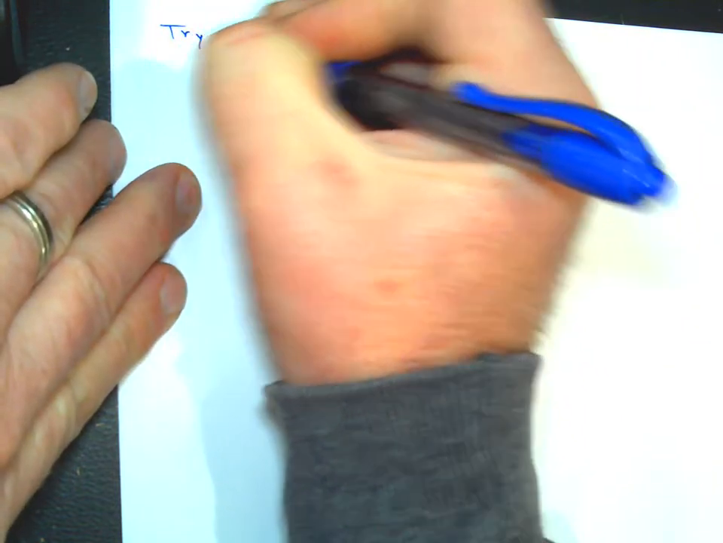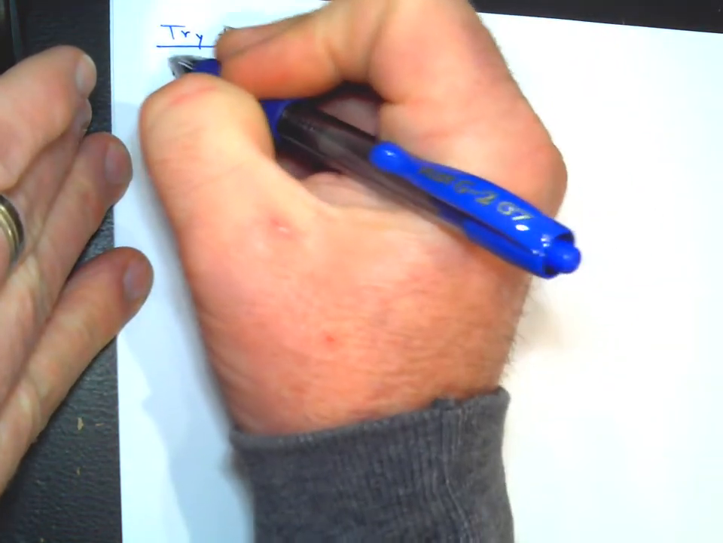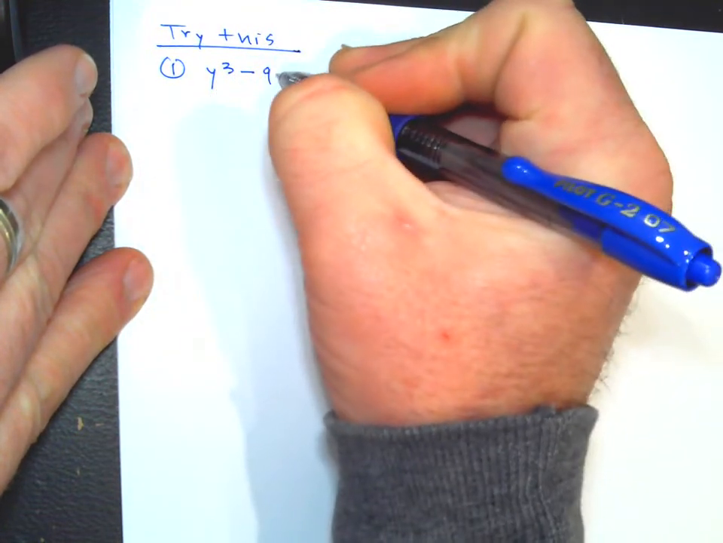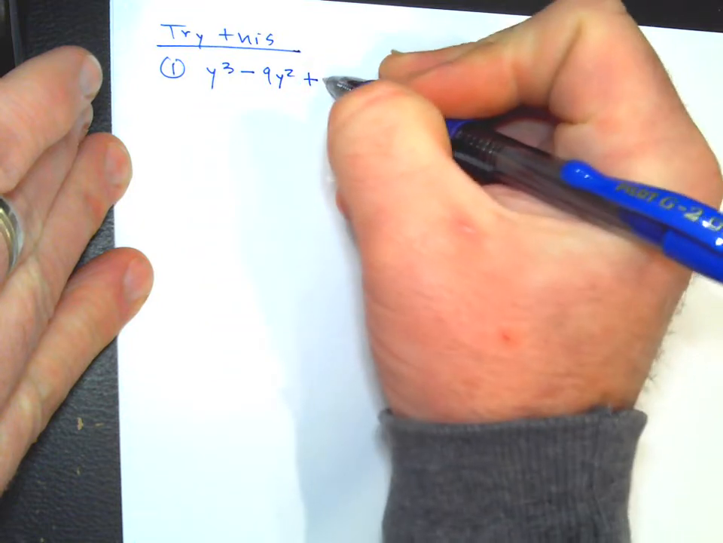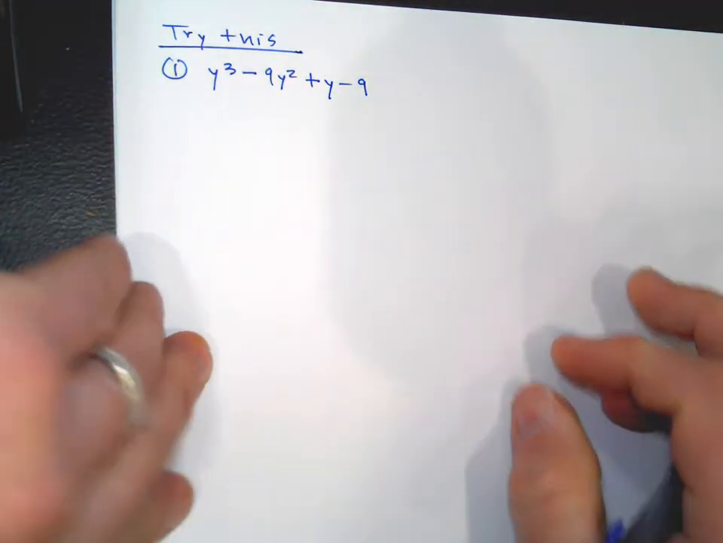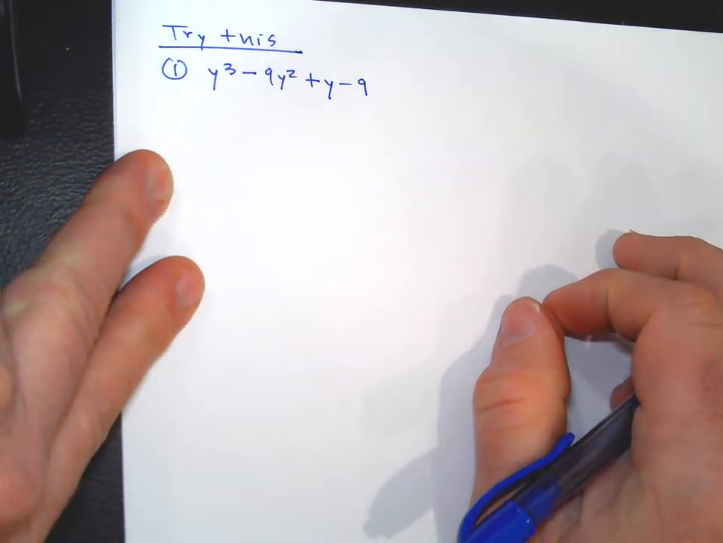So I want you to see if you can try these. You can pause your video, try it, and then unpause it and watch together and see if you got it right. See if you got it wrong. Why you got it wrong? So here's one. y cubed minus 9y squared plus y minus 9.